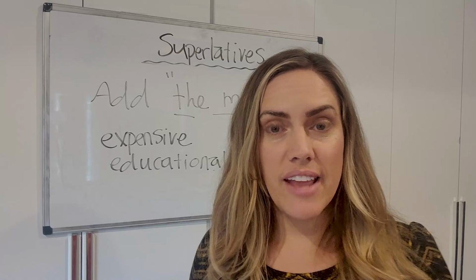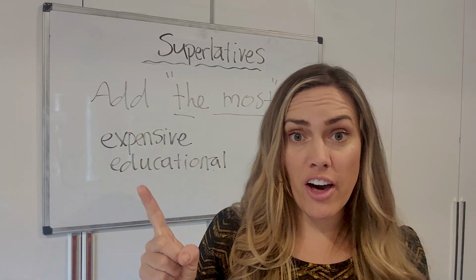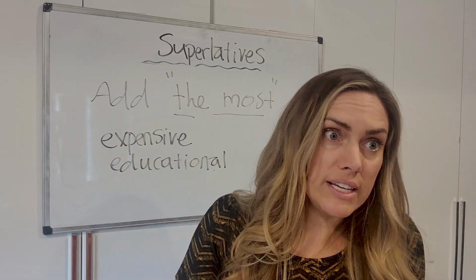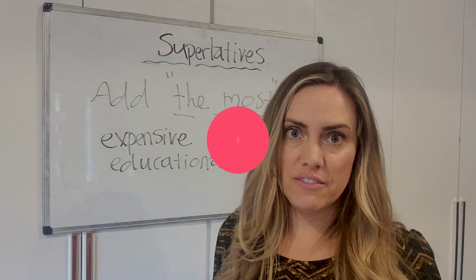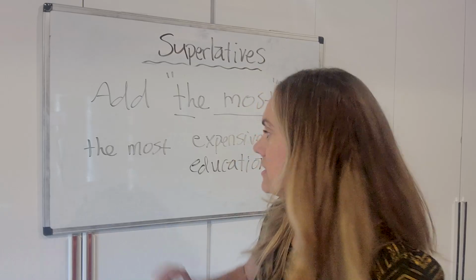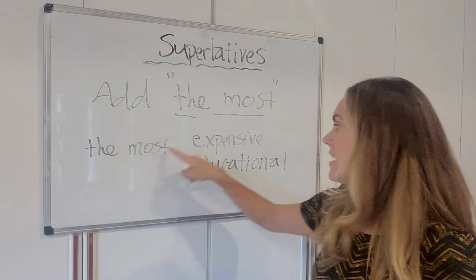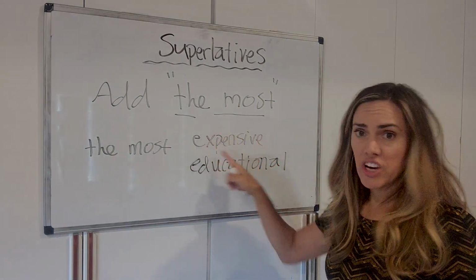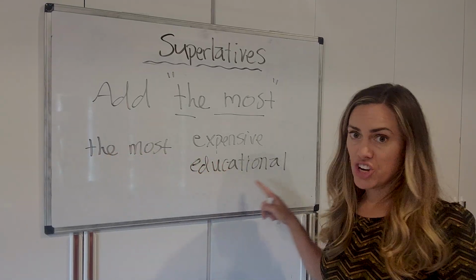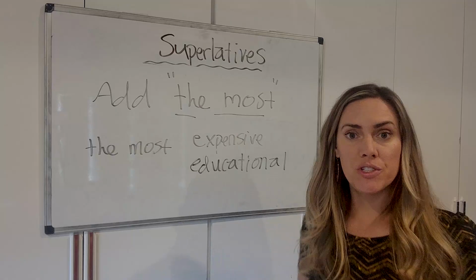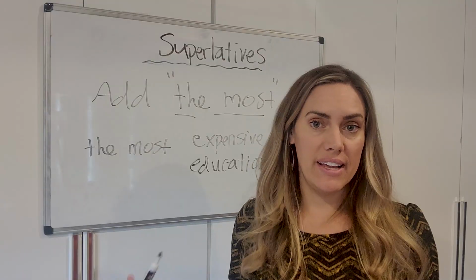Okay, so instead just throw the and most or least or whatever word you're trying to use before the adjective. So it will look like this: the most expensive. No change here. We just added the most. The most educational. That's it. That's what you do. What if I have a word that ends with ly?